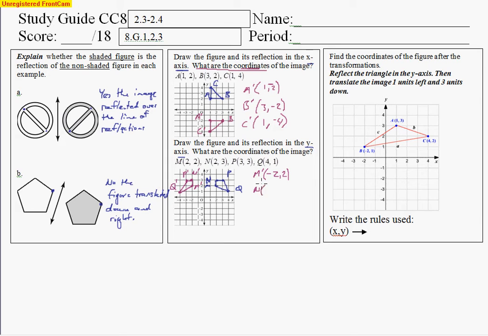Y value stays the same. So N prime is going to end up being negative 2, 3. P prime is going to be negative 3, 3. And we have Q prime, and that's going to be negative 4, comma 1.